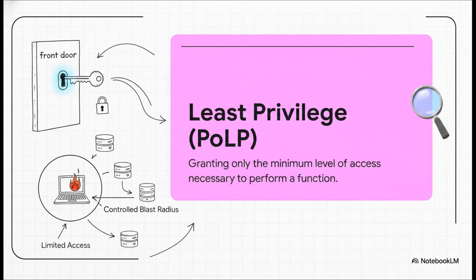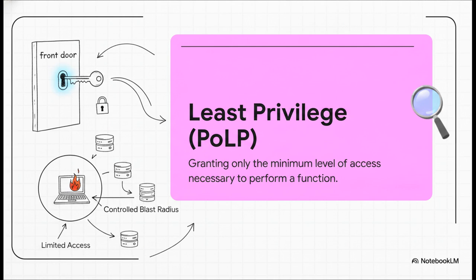OSP defines this as granting a user, process, or program only the absolute minimum level of access or permissions necessary to perform its intended function. This directly reduces the attack surface and limits the blast radius. Think of PoLP as a fire break in a dense forest.